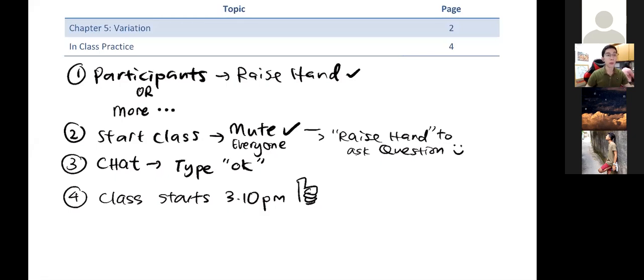So while I start the class, the first thing I do is I will mute everybody, because I want to get rid of the background sound, so everybody will listen to my voice only instead of other participants' background voice. Then the second thing will be, I'll mute you all.